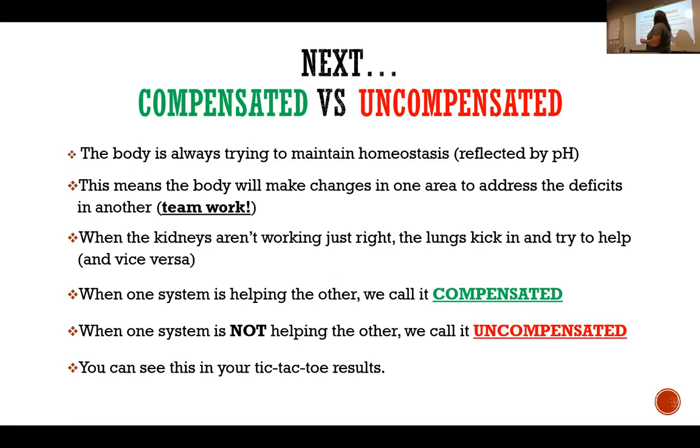When the kidneys aren't working just right, the lungs kick in and try to help, and vice versa. When one system's helping the other, it's called compensated. That means they're trying to help. Then later, we'll talk about, is it fully compensated or partially compensated, right? Was it effective or not effective? Right now, we're just looking to see if the body's trying to help. When one system's not helping the other, it's called uncompensated. When the system's trying to help, it is compensated. And we'll see that by abnormal lab values. Watch and see.